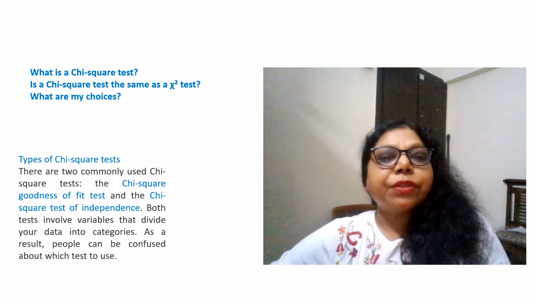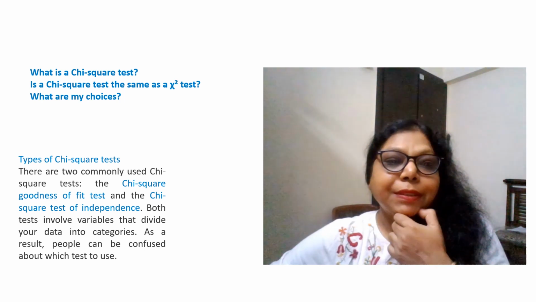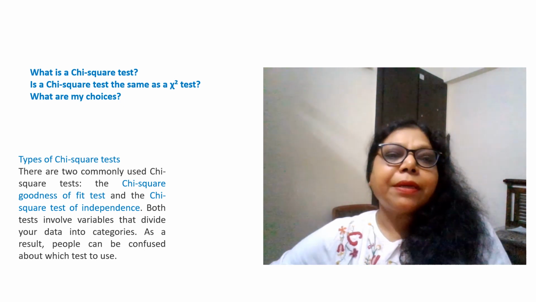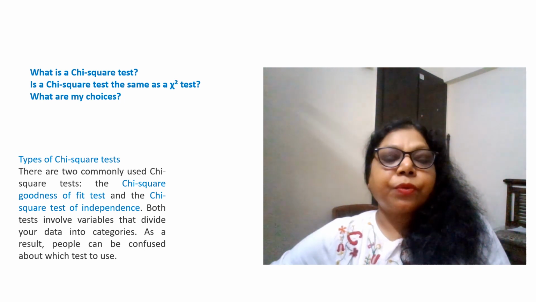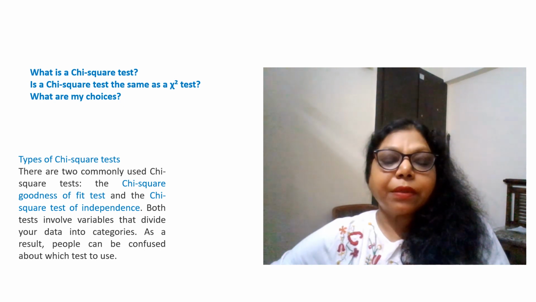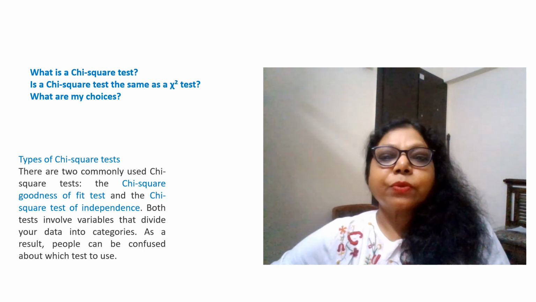So, as a researcher, when we are testing the hypothesis, this chi-square test can be one of the hypothesis testing. So, once we start this topic, the first question that comes to our mind is, what is chi-square test? A chi-square test is a hypothesis testing method, and two common chi-square tests involve checking if observed frequencies in one or more categories match expected frequencies or not.